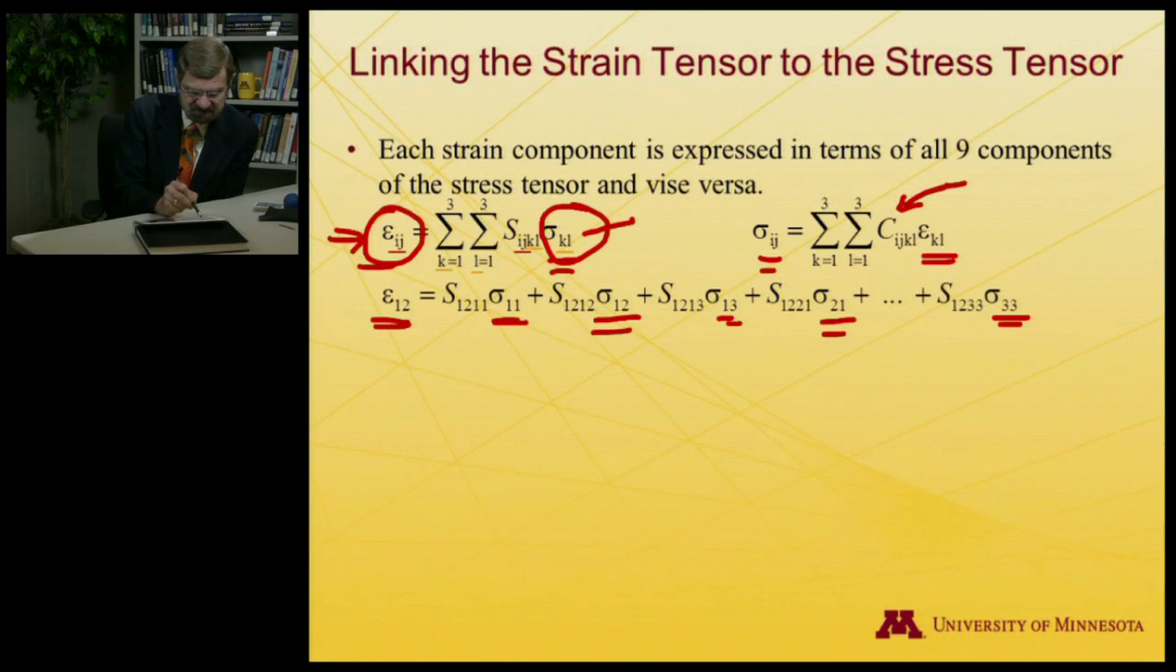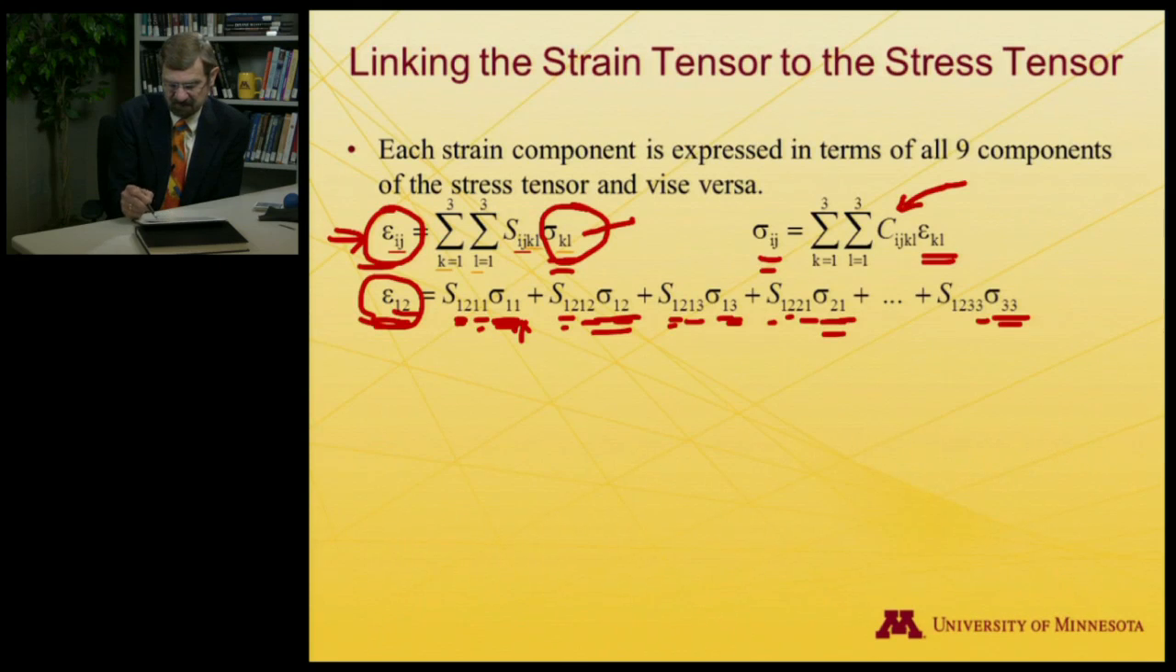So the first 2 subscripts on the S, 1,2, are determined by the strain, which has subscript 1,2. And the second pair of subscripts, the ones that we call kl, are determined by the subscripts on the stress. So it's S1,2,1,1 with sigma 1,1, then 1,2, 1,3, 2,1, 2,2, 2,3, 3,1, 3,2, 3,3. So every strain component, again, is dictated by 9 stress components. And that's a lot to do.